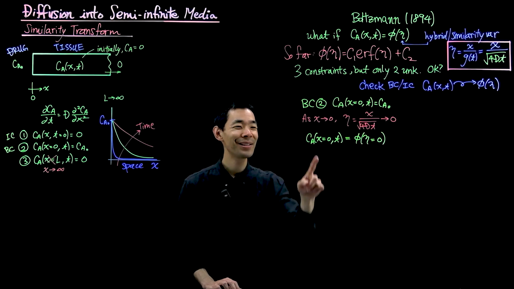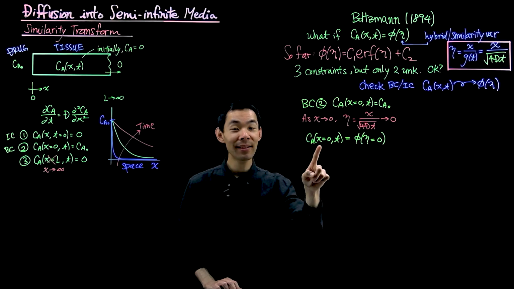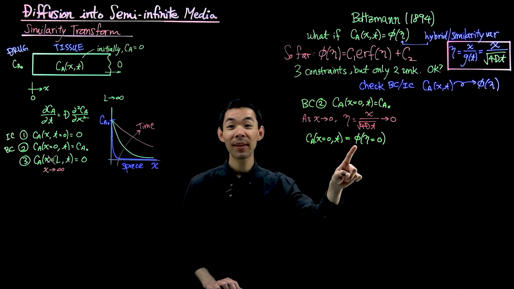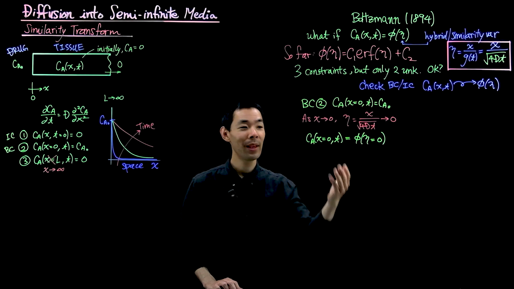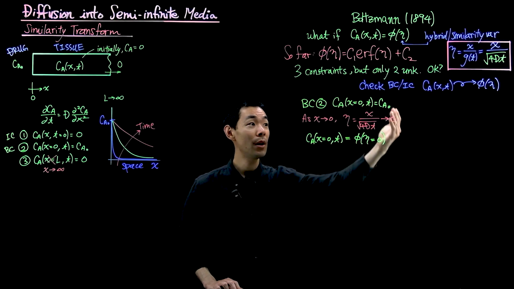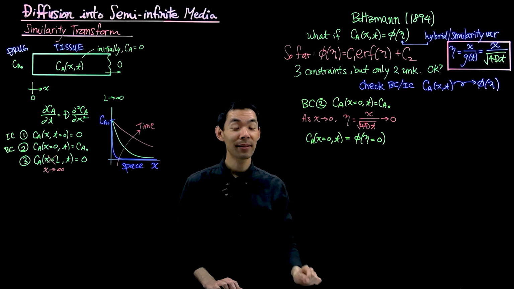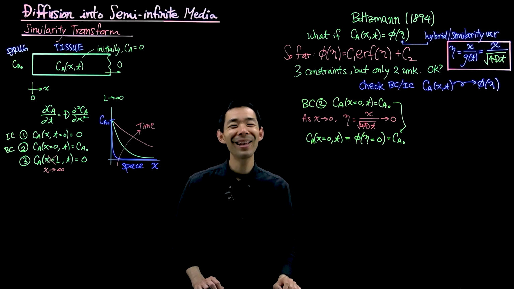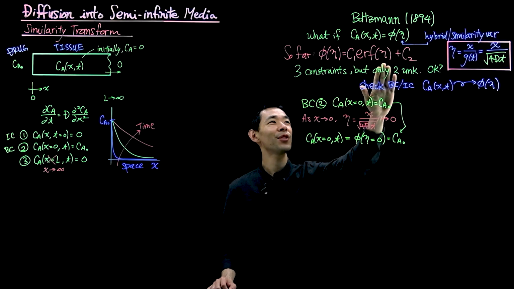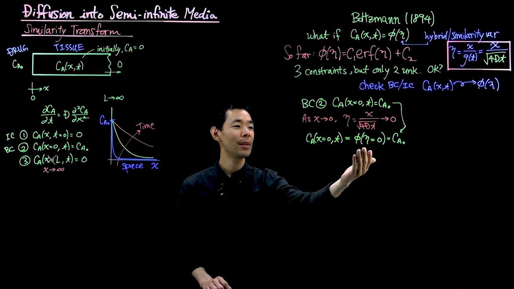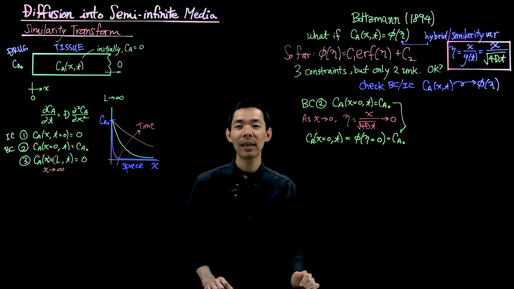Just like that. So CA evaluated at x equal to 0 for all time should be equal to phi, our new function with the similarity variable eta, going to 0. And this must be equal to the right-hand side, CA naught. So now we can plug in our solution that we have so far, C1 error function eta plus C2 into phi and evaluate it at eta equal to 0.